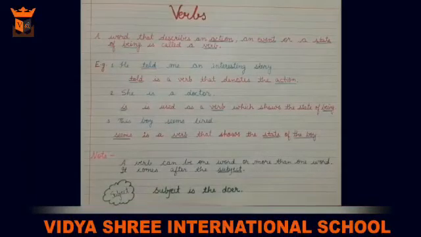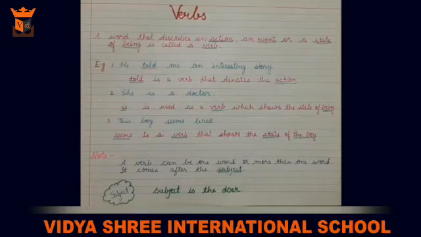What is a verb? A word that describes an action, an event, or a state of being is called a verb. Or you can say all the action words are known as verbs. For example, he told me an interesting story. In this sentence, a story has been told. So what is the action word here? Told. So, told is used as a verb that denotes the action in this sentence.